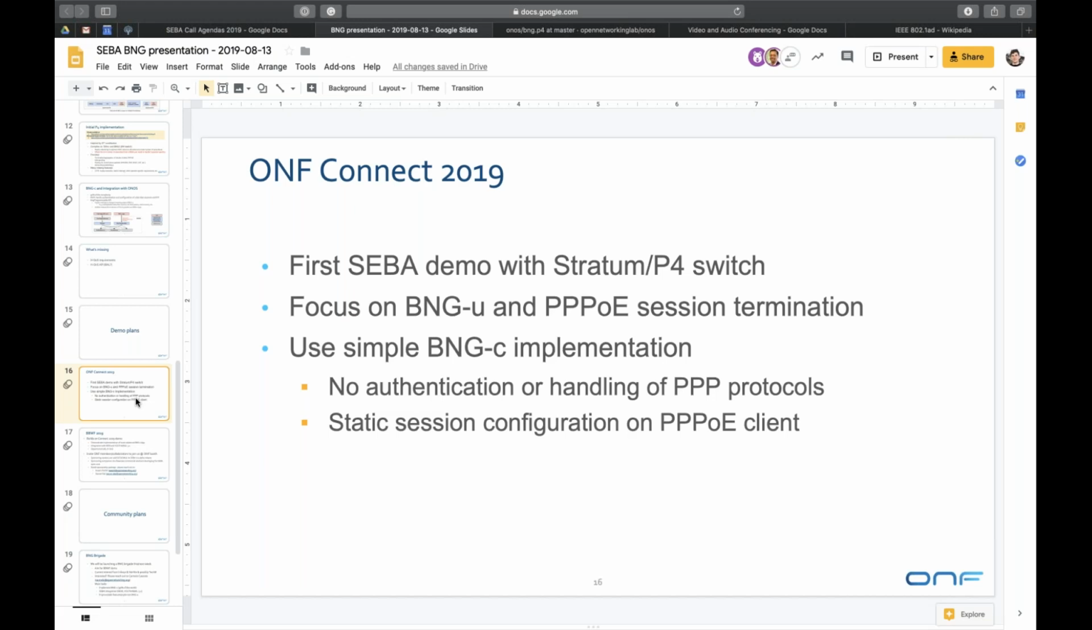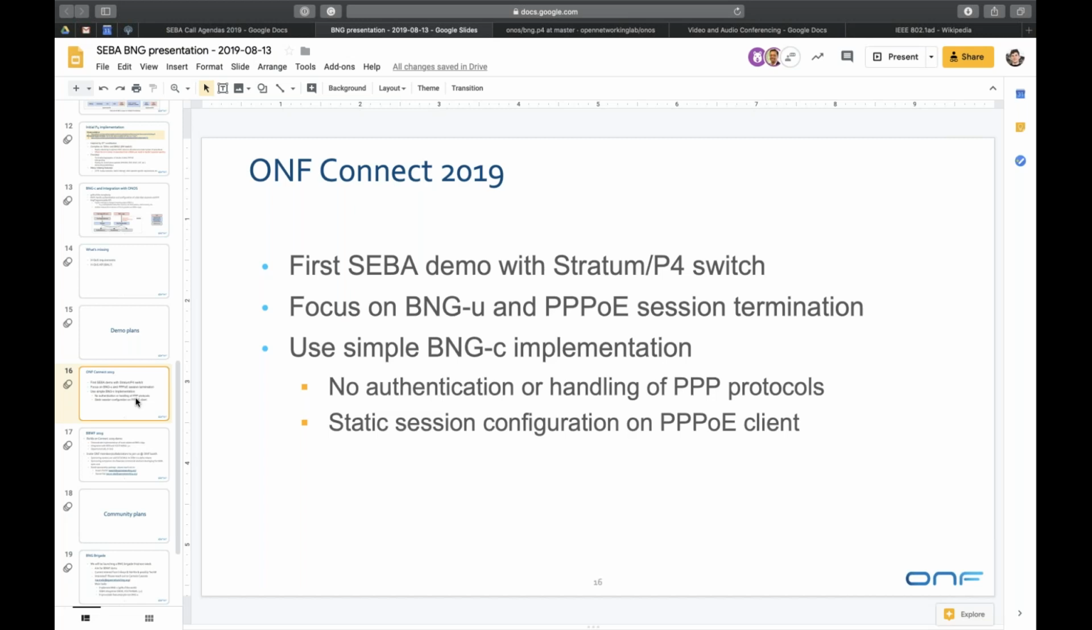So that's one demo. The other demo will be the first demo of SEBA with Stratum and a P4 switch with embedded BNG functionality, as Carmelo was describing. The focus over here really will be on the BNG user plane, the part of the BNG user plane that's implemented in the P4 switch, and of course it'll have the main functionality, which is the PPPoE session termination, as well as accounting related to that, and the anti-spoofing part.